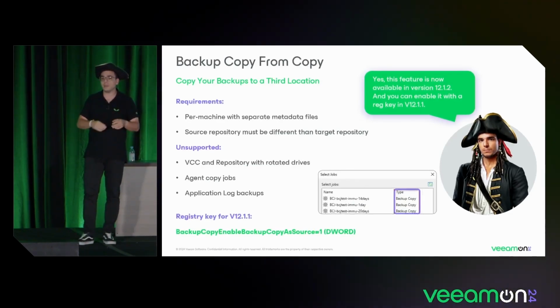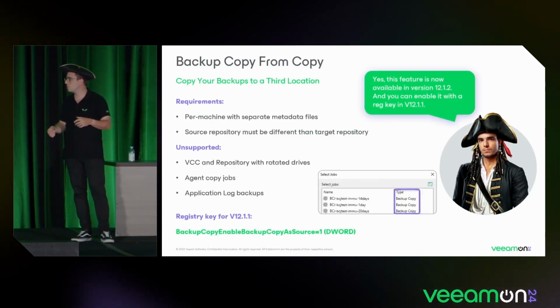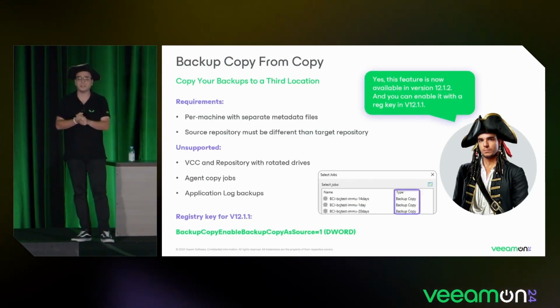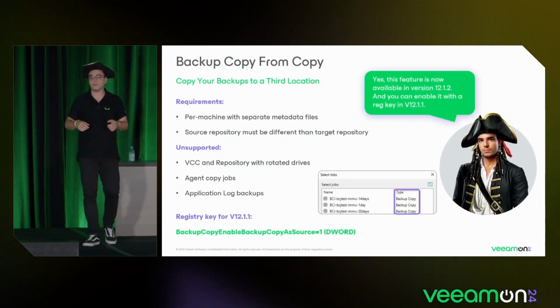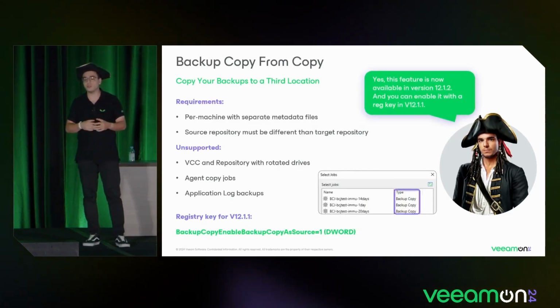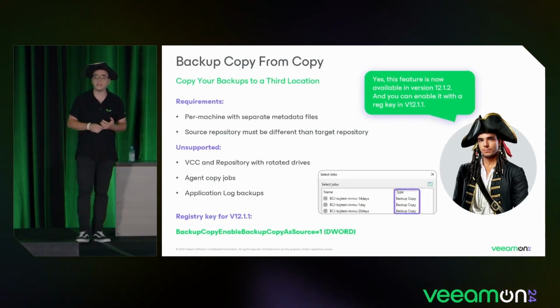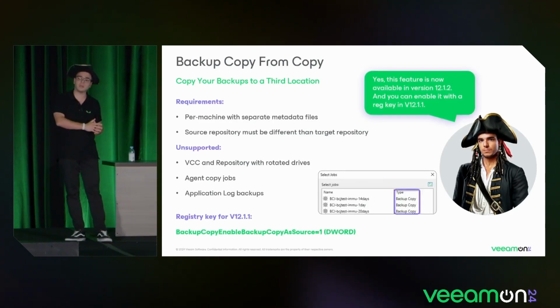In version 11, there were workarounds to use backup copy from copy, where you had to choose copy from repository, and then you had to change the source. But now it's much easier. You just go to the backup copy job, you select that you want to add a job, and from which one you want to copy. You choose your backup copy job, and we will copy the backups from this backup copy job to a third location.